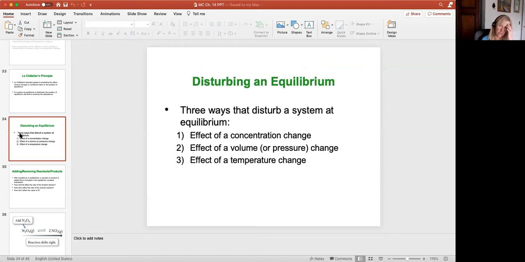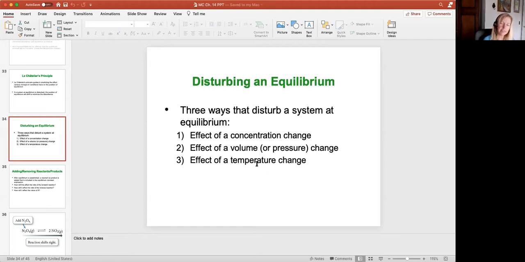Some of the things that will disturb an equilibrium are, obviously, concentration change. Equilibrium is very sensitive to concentration. So if I have a system that's at equilibrium and then I just dump a bunch of one of the reactants in, that's going to shift that reaction. Since it's an equilibrium reaction, it's eventually going to come back to equilibrium, but it's going to get shifted in the interim. If I have a gas, gases are very sensitive to pressure, and so changing the volume matters. If I decrease the volume, that would increase the pressure. If I increase the volume, that would decrease the pressure. That's going to have an effect on the equilibrium.